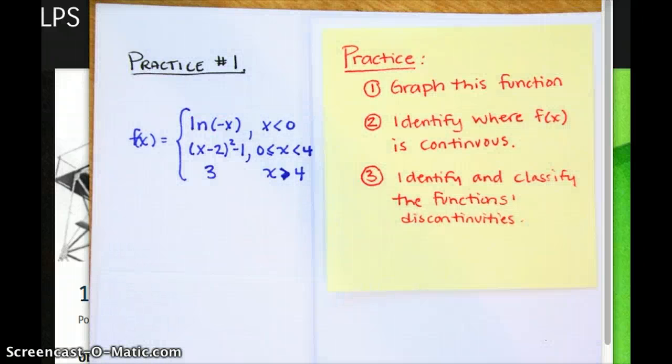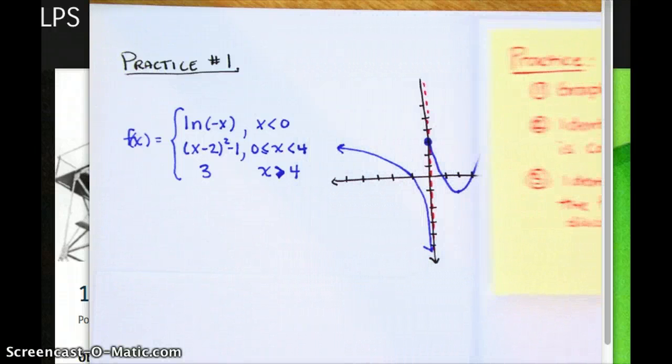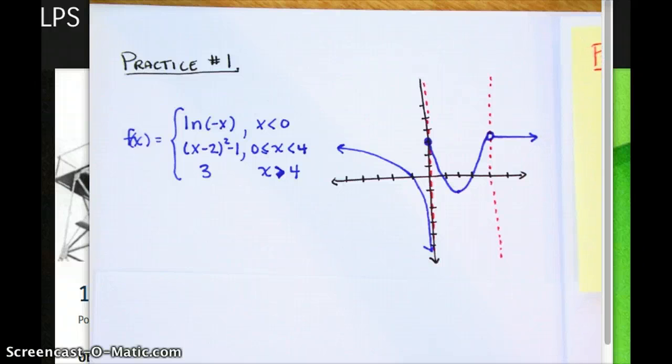Okay, your instructions are to graph the function and identify where the function is continuous, and then to classify the discontinuities at each point. This is your first practice problem. When you press play, I'll show you my graph. Beautiful. Here's the graph that I came up with. In this case, your graph needs to look exactly like mine. This is not a multiple ways to do this correctly kind of situation. This is what the graph looks like.